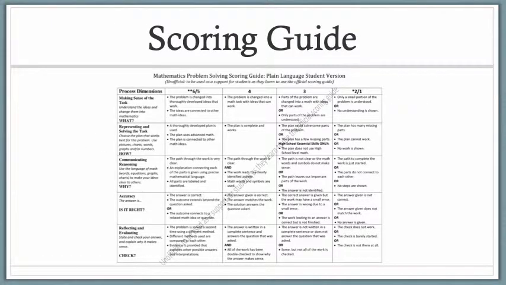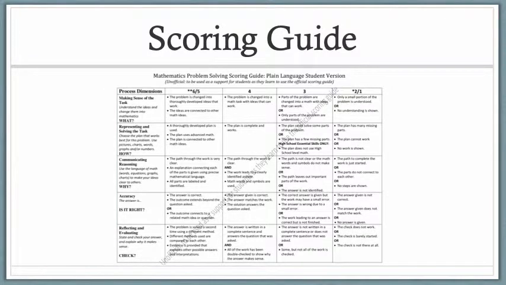Here's the official scoring guide that we use. Again, this is a plain language version for students. We give you a copy of the scoring guide while you're doing the work samples, but let's see what you're going to be graded on. If you look on the left, there are 5 different categories: making sense of the task, representing and solving the task, communicating and reasoning, accuracy, and reflecting and evaluating.